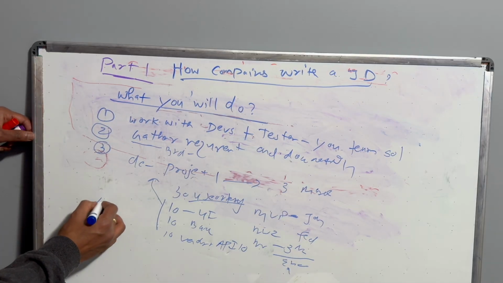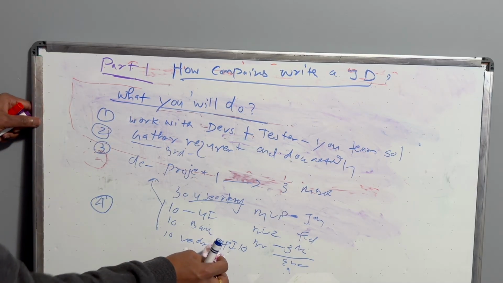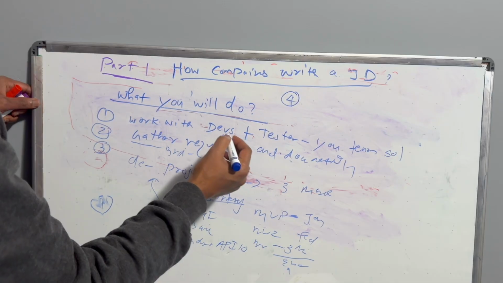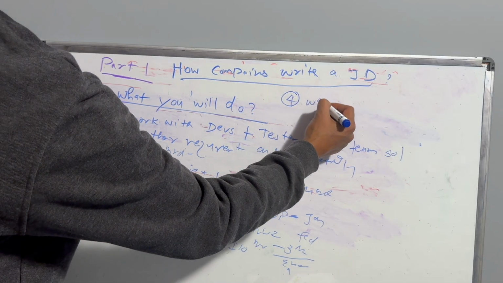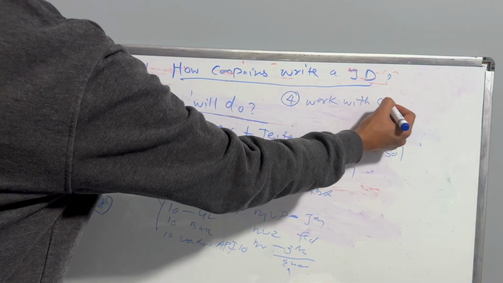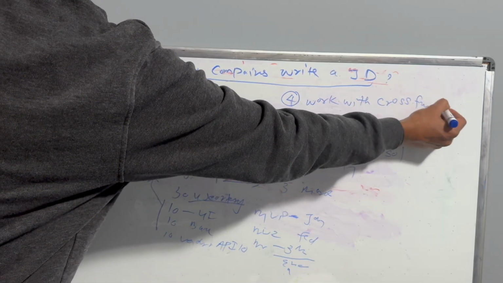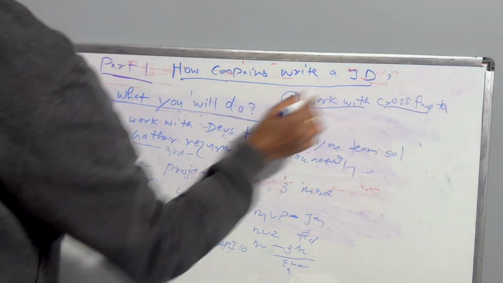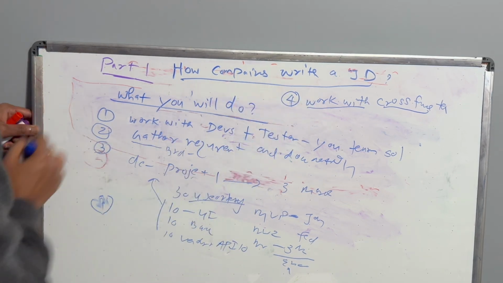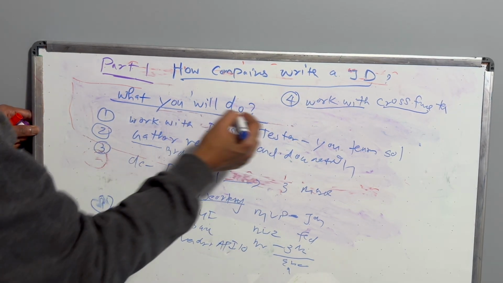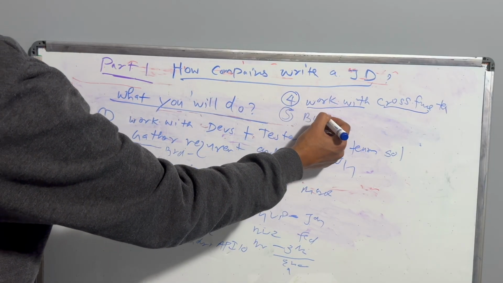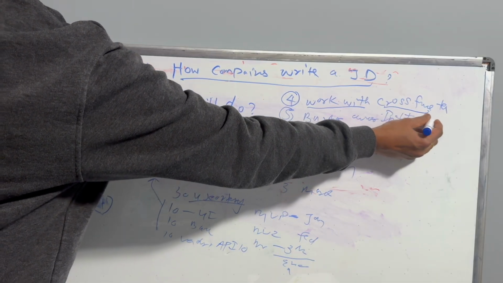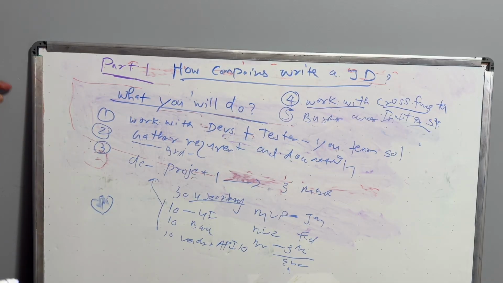Work with cross-functional teams. I don't know if you can still see, let me write it down here. Number 4, work with cross-functional teams. So database team, application support team, right? One example. Work closely with the business owners, internal and external stakeholders, right? So let me summarize what you will do.